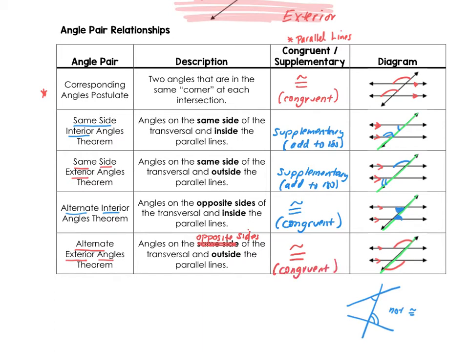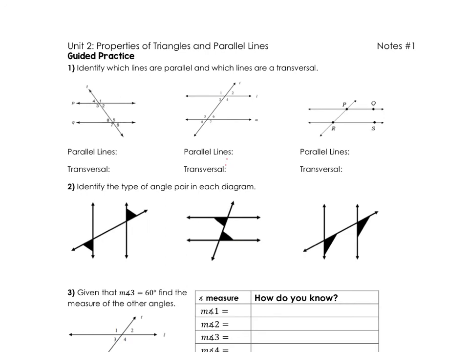Okay, let's see how we can use these special angle pair relationships to set up and solve problems. So in our guided practice, in number 1, it says identify which lines are parallel and which lines are transversal. So we have a little bit of notation to talk about. In the first one on number 1, we should have arrows that indicate that these lines are parallel. So let's add 2 little arrows here.